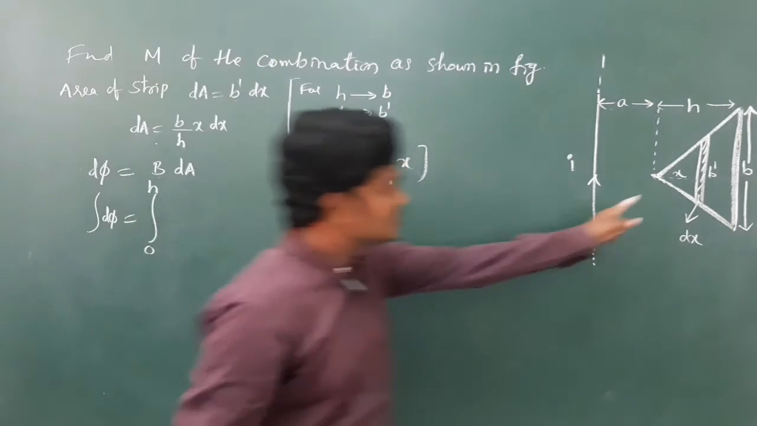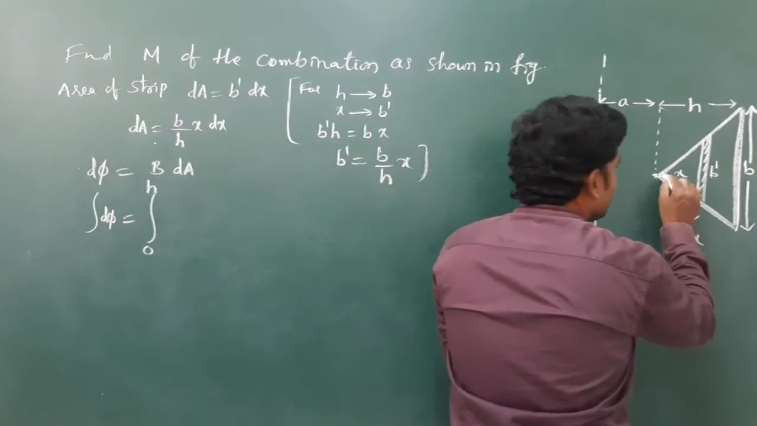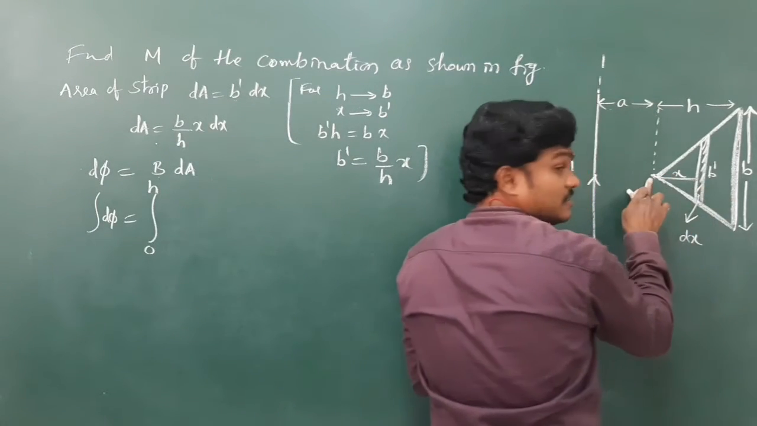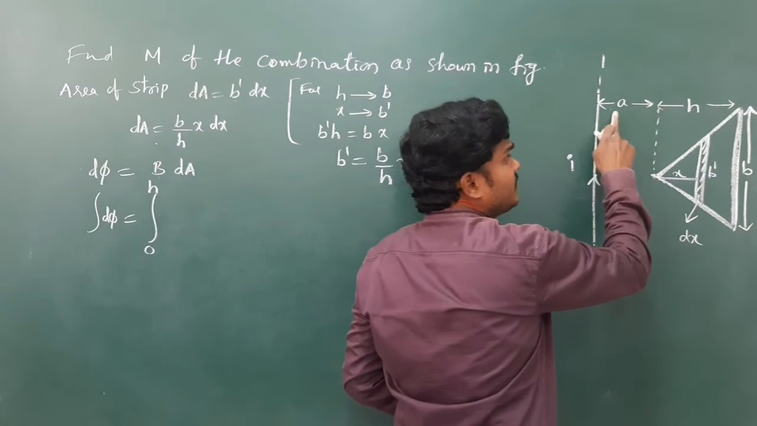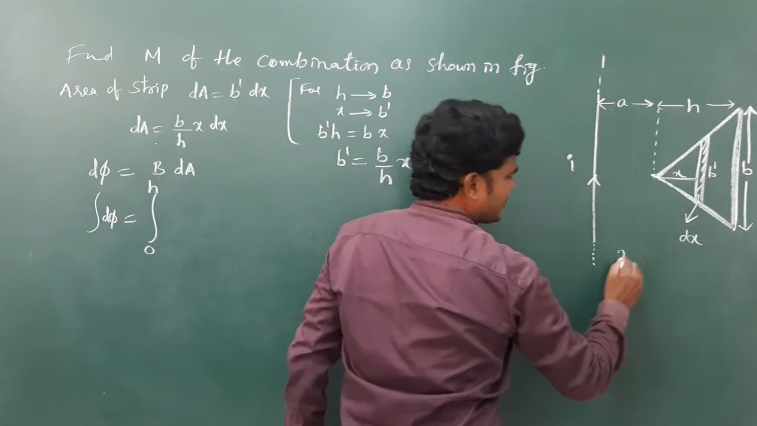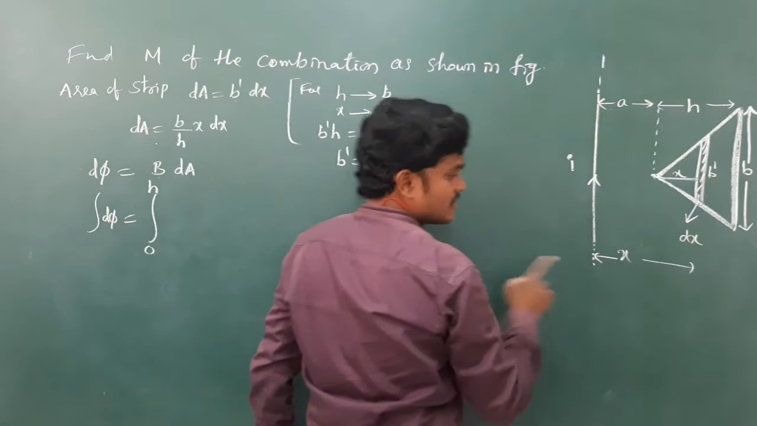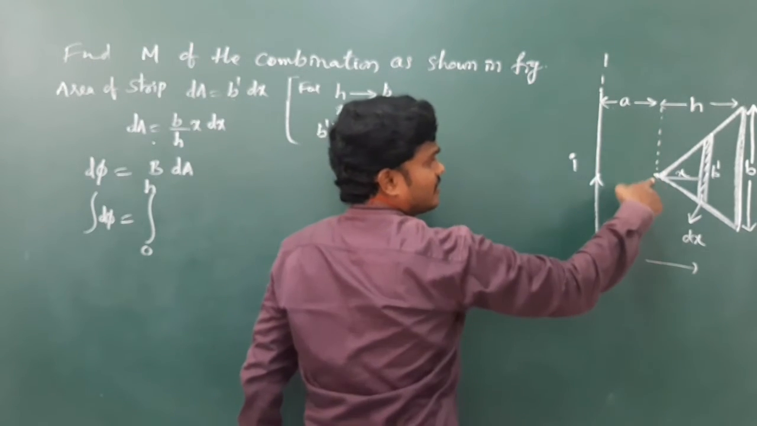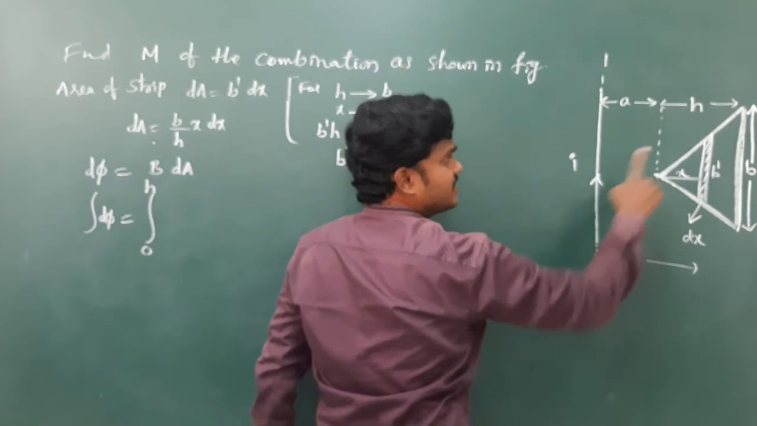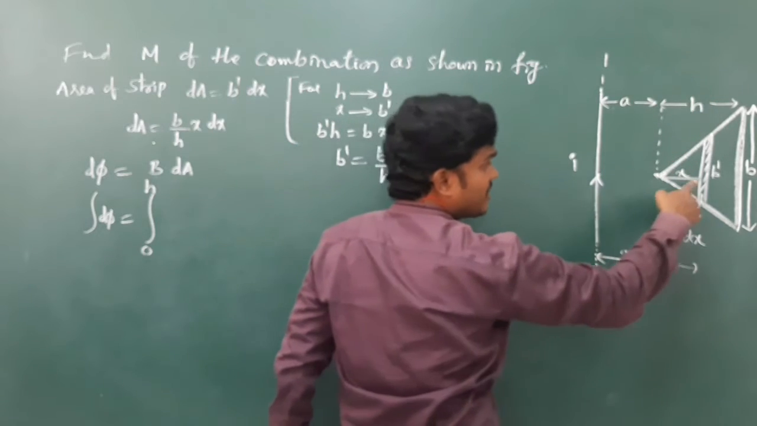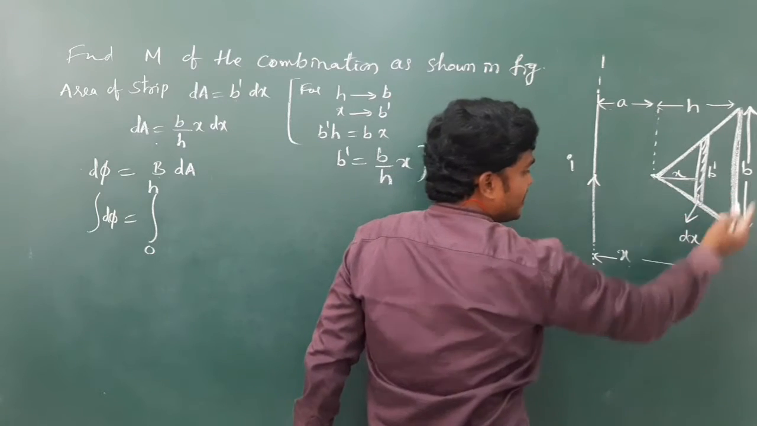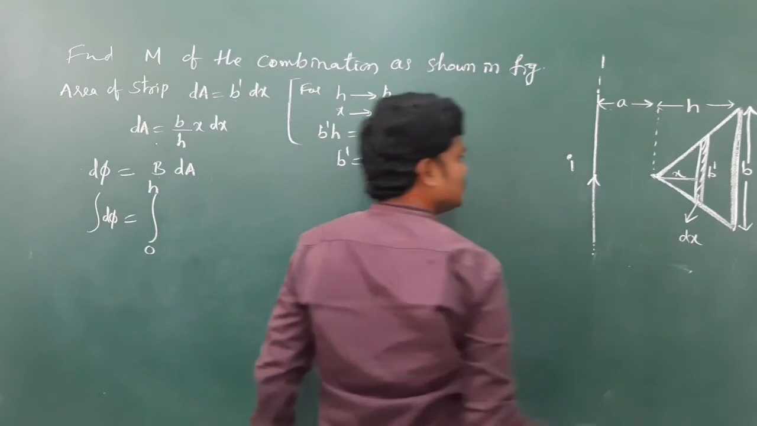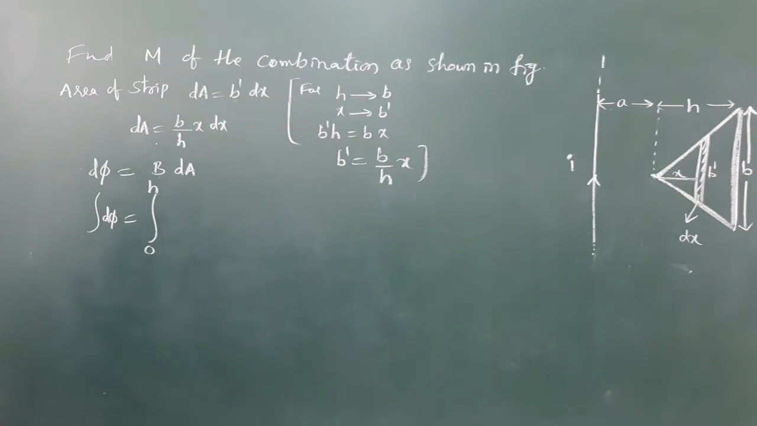If I take x from this place, the starting limit of x is a and the ending limit is a plus h. But I have taken x from this edge, so it starts at 0 and ends at h. So 0 to h.